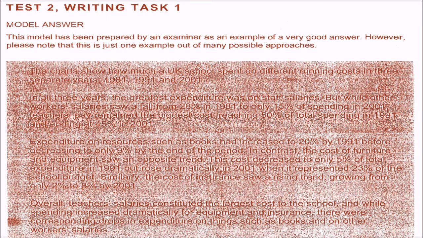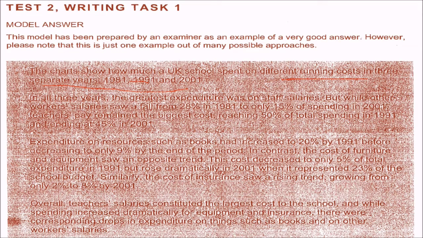So this is the answer prepared by an examiner. This is considered to be a very good answer, but this is just one of the approaches. So let me read it for you. The chart shows how much a UK school spent on different running costs in three separate years, 1981, 1991 and 2001, a difference of 10 years each.